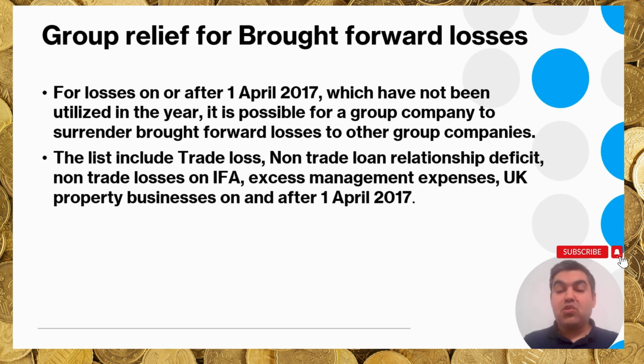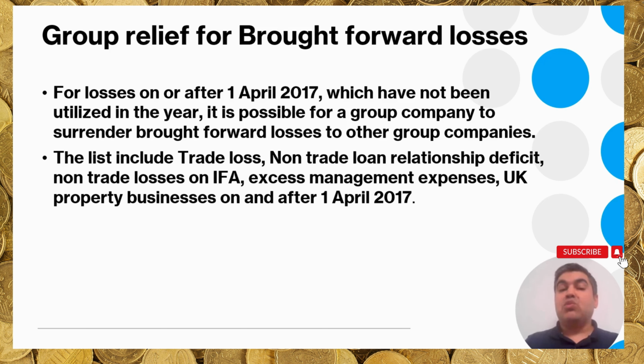Now, the legislation also states, because there's more flexibility these days, for losses on or after 1st of April, we're talking about the brought forward losses. We dealt with the current year losses. Now, there is another option. If the group has brought forward losses that arose on or after 1st of April 2017, which haven't been utilized in the year, it is possible for group relief to be surrendered, brought forward losses to another company, which is good news for a group of companies.